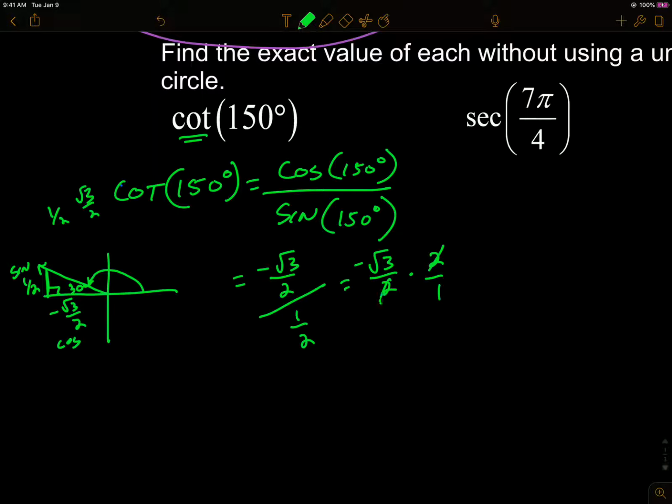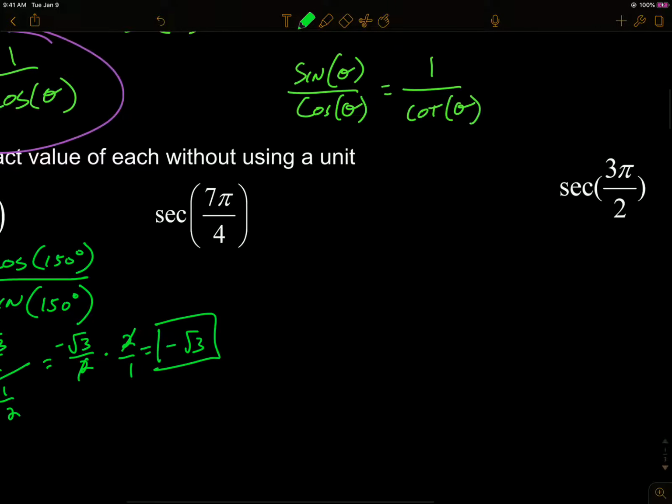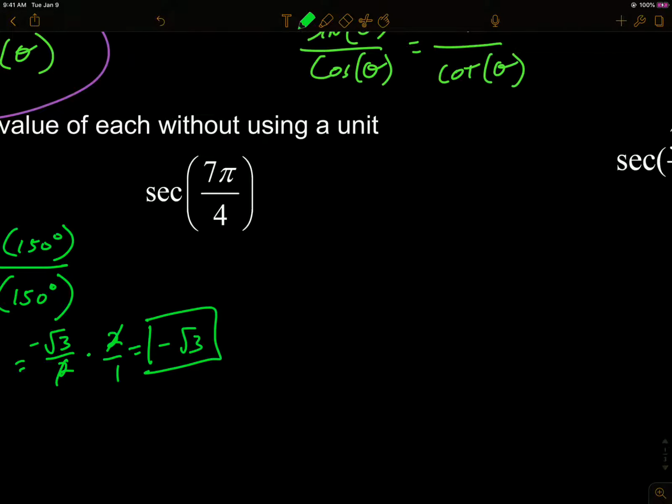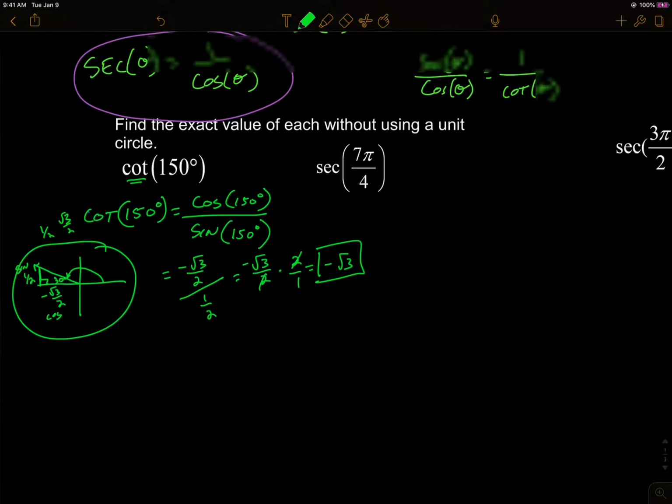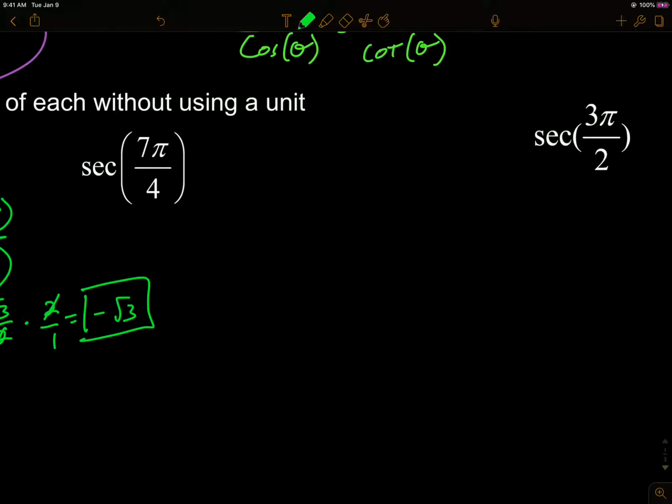So then these cancel, and I get negative root 3. That's how you kind of work through it. Eventually, we may start memorizing a bunch of these values from our chart, whether we want to or not. It just sort of happens, and maybe we don't have to draw this picture out. But I really like this because it shows understanding, and I don't have to memorize much.